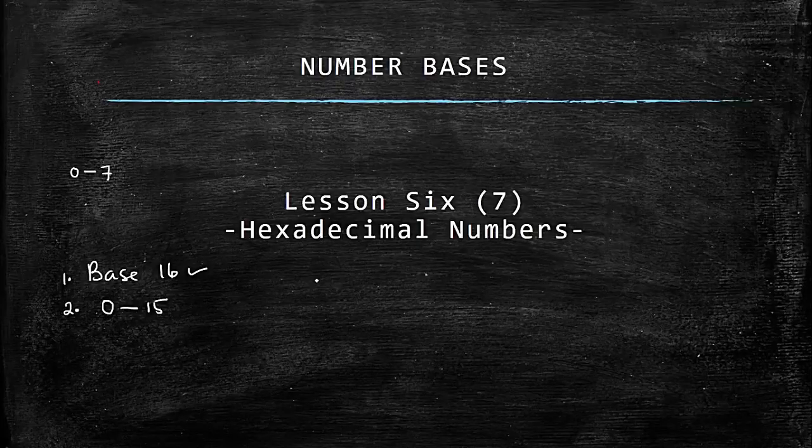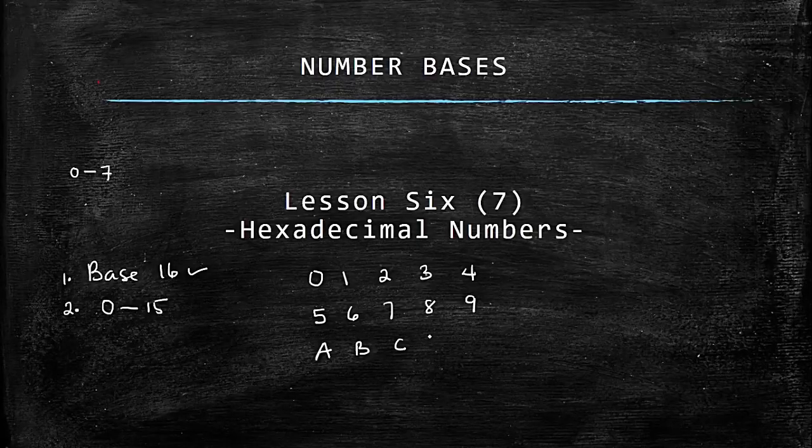And then what do we do when we reach 9? This is how it is. We have 0, 1, 2, 3, 4, 5, 6, 7, 8, 9. As soon as we reach 9, the rest of the numbers up to 15 we are not going to write in number form. We are going to write them in letter form. So the next ones are A, B, C, D, E, and F. A represents 10, B represents 11, C 12, D 13, E 14, and finally F represents 15.